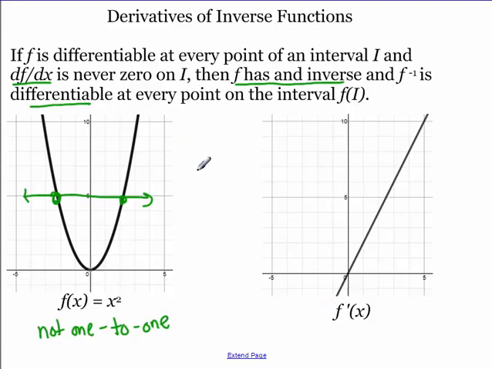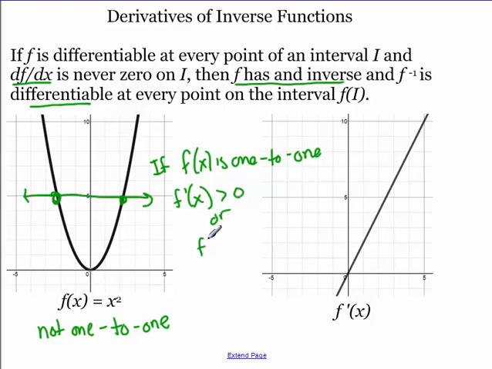So kind of the point of this slide is if f of x is 1-to-1, okay, it has a differentiable inverse, okay? You can only find the inverse if a function is 1-to-1. So if f of x is 1-to-1, the derivative is either all greater than 0 or your derivative is all less than 0.